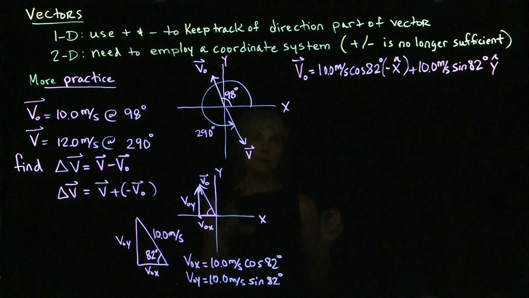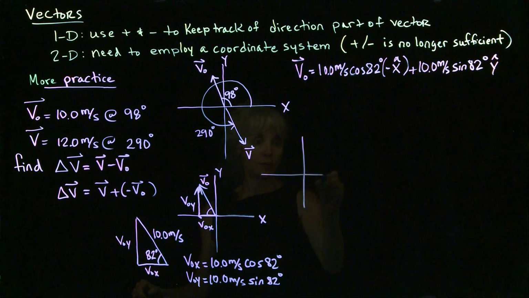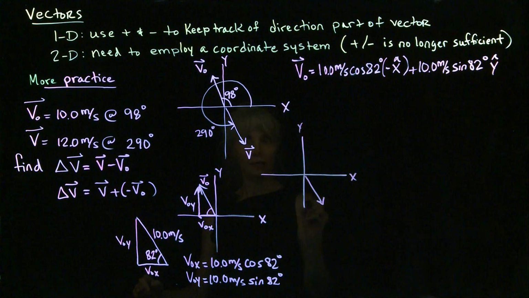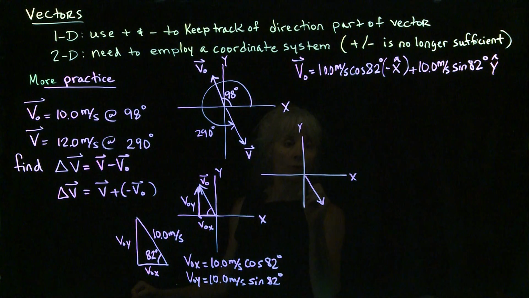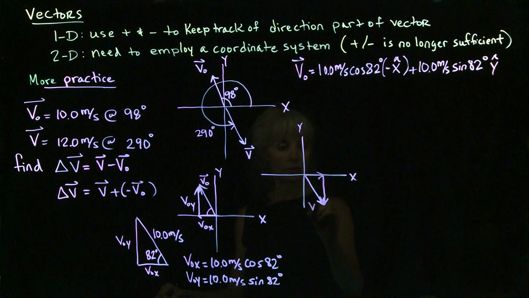So now I have V naught in component form. Now I need to get vector V in component form as well. So let's take vector V and draw it in its own coordinate system as well. So here's vector V. Here's the y-axis and the x-axis. And I can give the information about vector V as how far we need to move along x, added tip to tail to how far to move along negative y. So this is vector V.